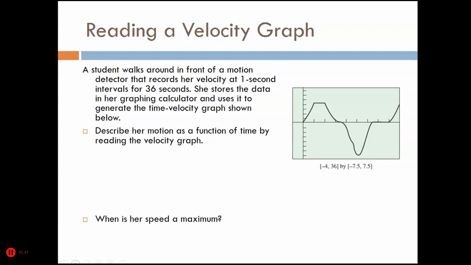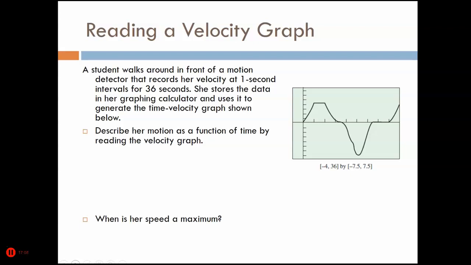So this graph, these units, since this goes to 36, there's 1, 2, 3, 4, 5, 6, 7, 8, 9 tick marks. So if it goes out 36 seconds, each tick mark represents how many seconds? 4. So it says describe their motion as a function of time.